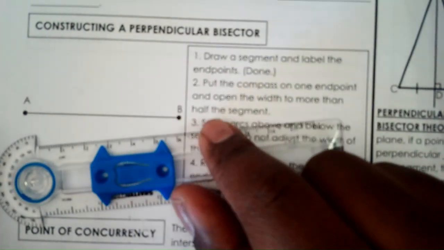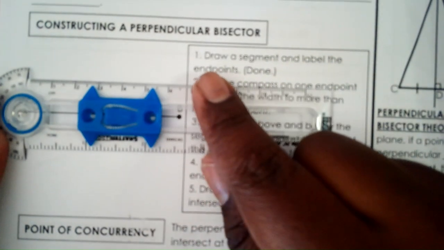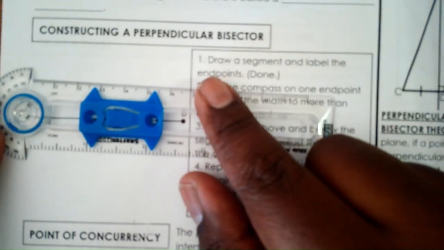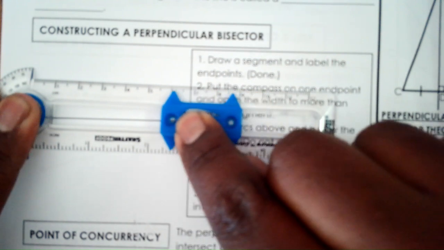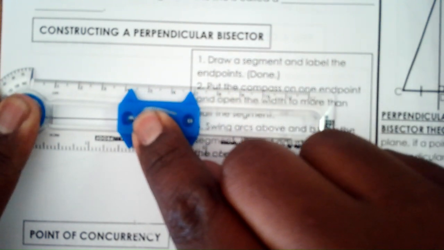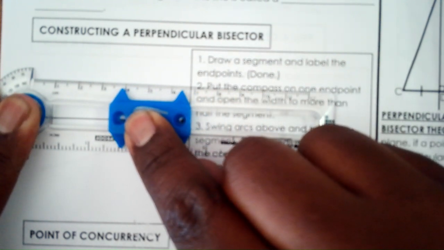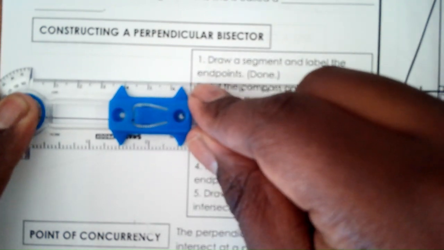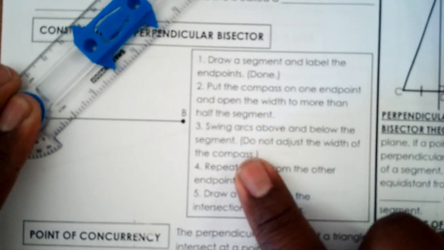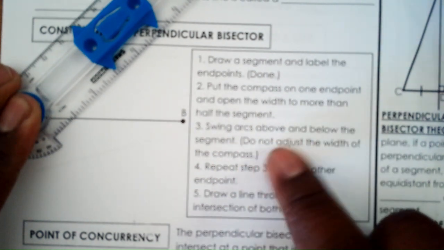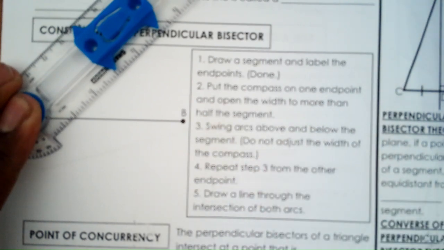So here's my slider. I put our circle on one end, and I want to slide it so it's a little more than halfway. So we're eyeballing it a little bit. That's perfectly fine. All right, so this is a little more than half. Now, our instruction says we are going to swing an arc above and below the segments, and then we're not going to adjust this, so please make sure you pay attention to that.